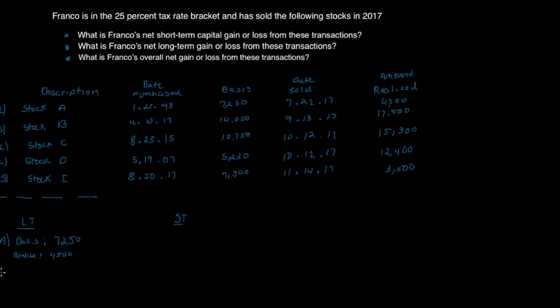Okay, and we have stock C as the next one. Basis of stock C, $10,750, with a realized amount of $15,300. Sorry for my handwriting, guys. Not the best.